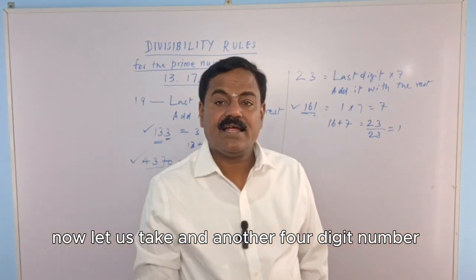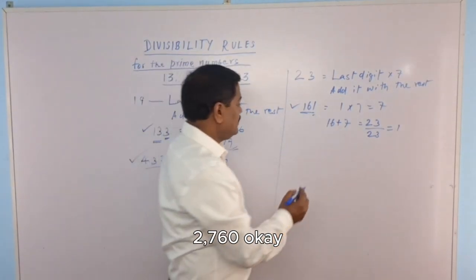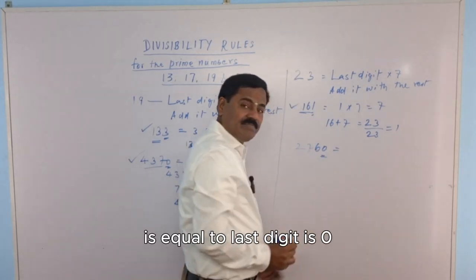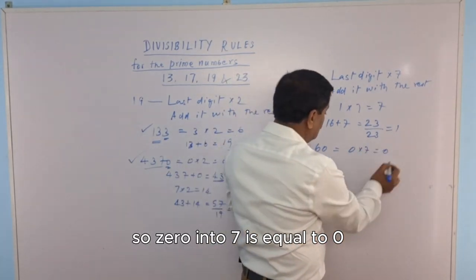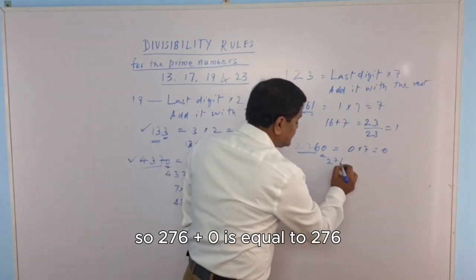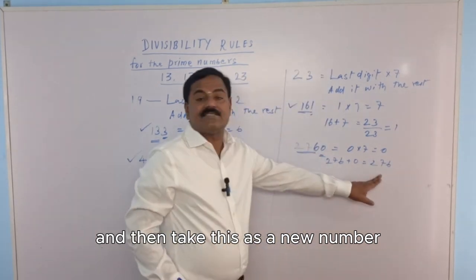Now let us take another 4-digit number 2760. Last digit is 0. So 0 into 7 is equal to 0. And balance digits are forming 276. So 276 plus 0 is equal to 276. And then take this as a new number.